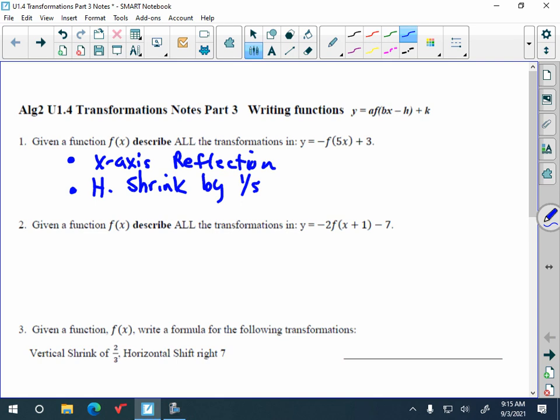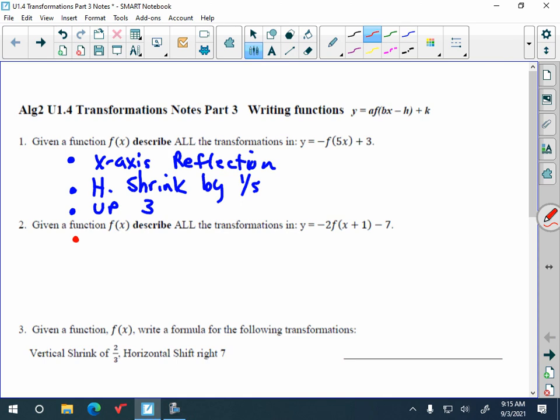Yeah, up 3, that's the plus 3, up 3. All right, and that's all of them. That's all 3. All right, number 2. All right, so what's one of the transformations?